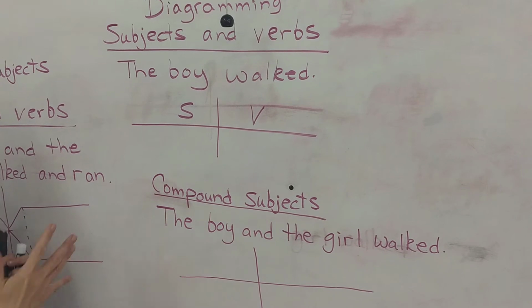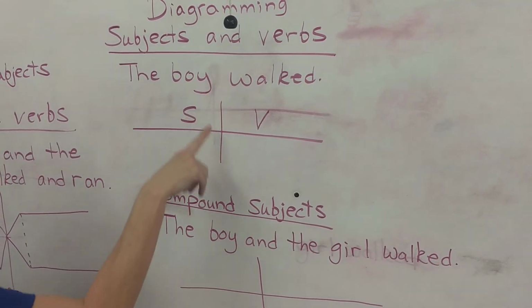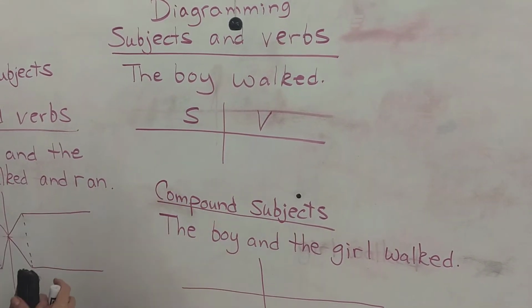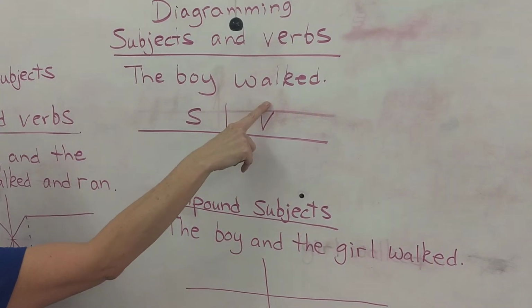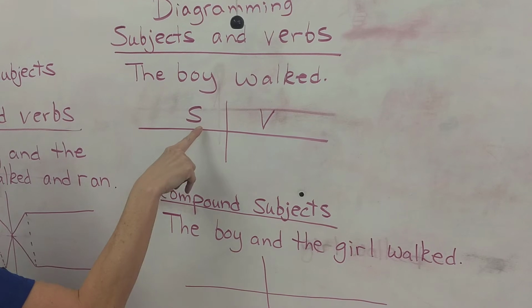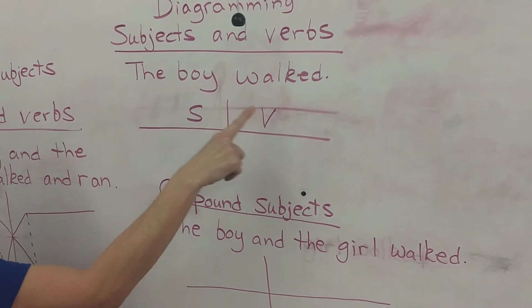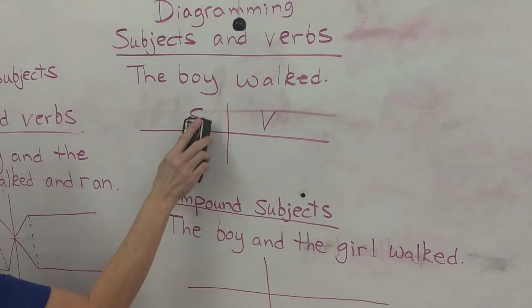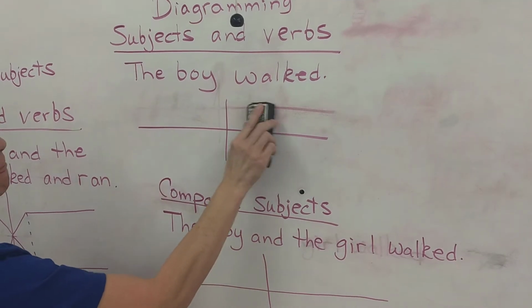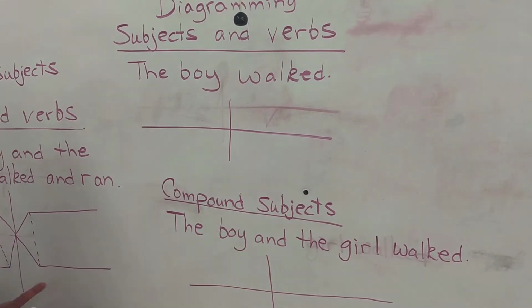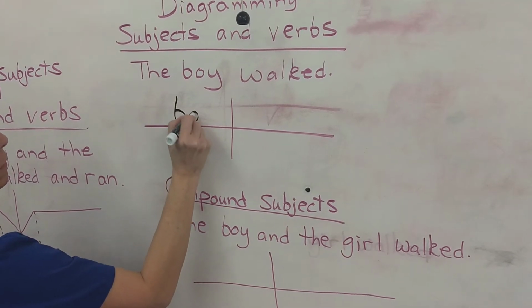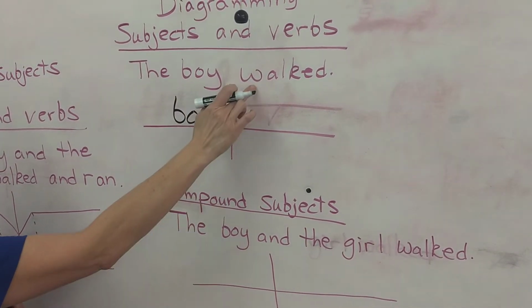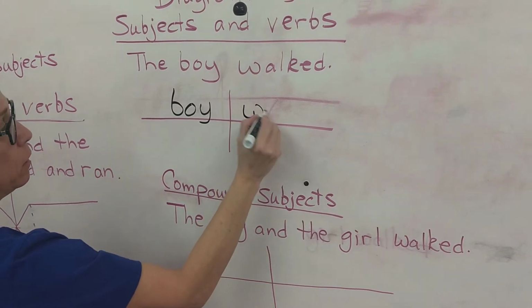The reason you do that is because there's different times in which this line will be shortened or in various places. So we're going to take our sentence, the boy walked, and plug it in. The subject always goes here. The verb always goes here. So we're going to erase that, and we're going to fill in the subject, which in this case would be boy. And then we're going to fill in the verb, which would be walked.